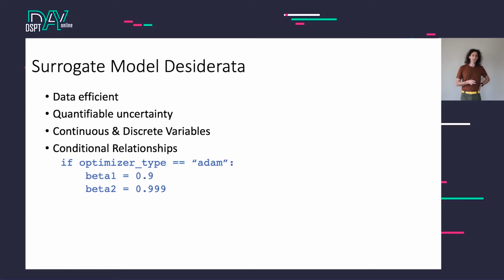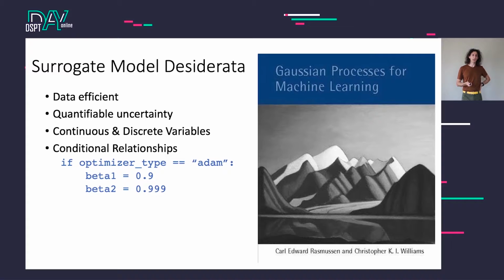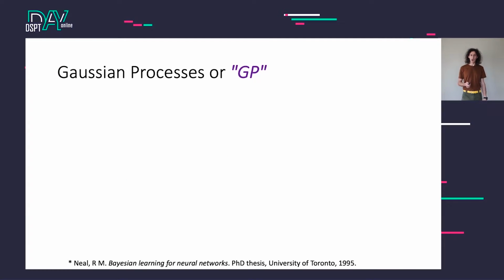So there are lots of things that have been tried over the years, but nowadays most researchers have converged on using Gaussian processes for the surrogate model. And Gaussian processes do great at all of these except the conditional relationships. And it's like, oh well.